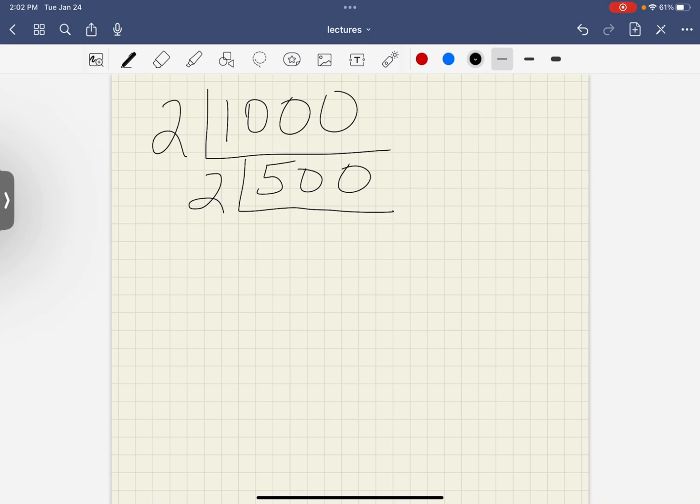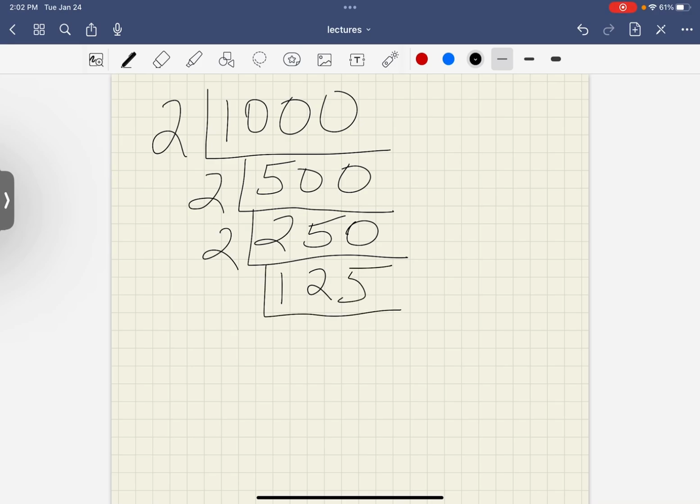So 2 goes into 500 250 times. Is 250 even? Yes, because it ends in a 0. I know it's even, so I'm going to divide it by 2 again. 2 into 250, or half of 250, is 125. Now that's not even anymore because it ends in a 5.